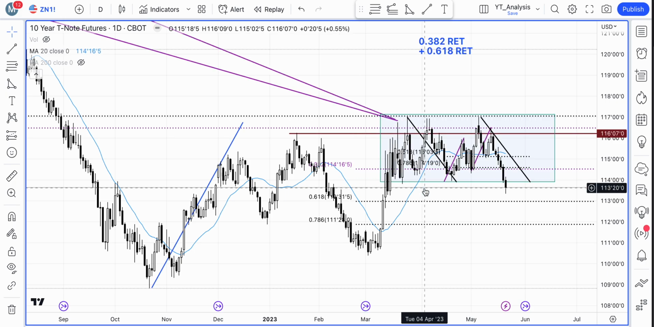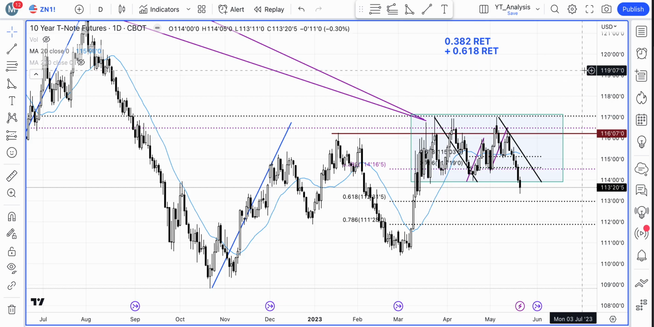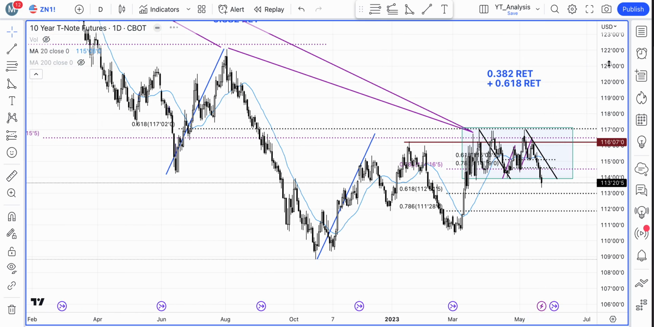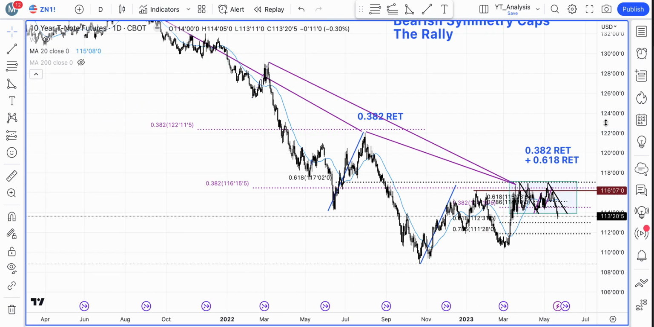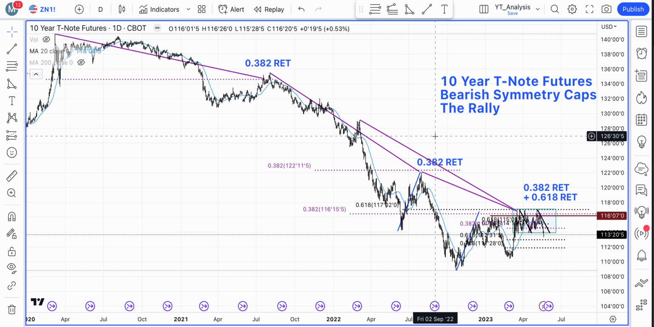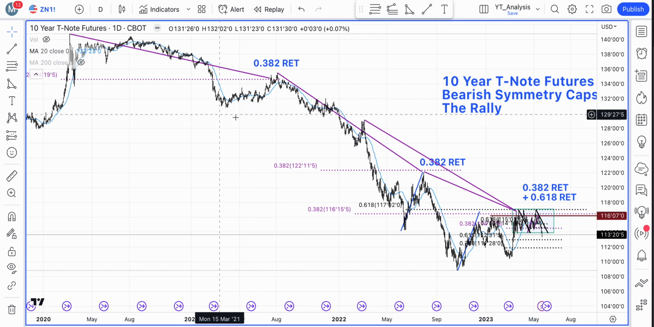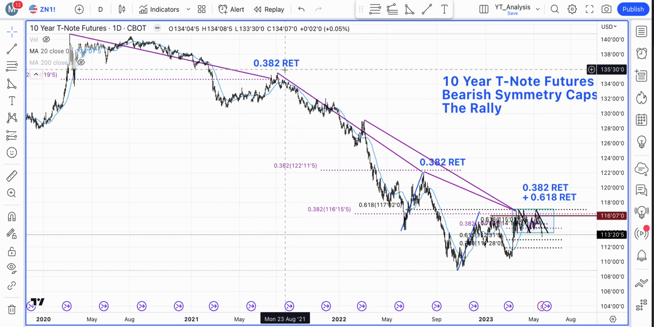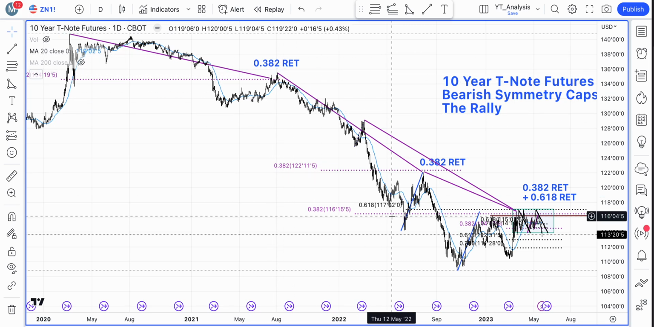This is the Treasury note market. Here again, the bearish symmetry is still in play. Let me actually try to zoom it a little bit here. So here we go. You can see each time the market tried to rally, in some cases for quite a few months, the 38.2% Fibonacci retracement is not able to get above that. So 38.2% retracement, strong resistance, price moves lower.